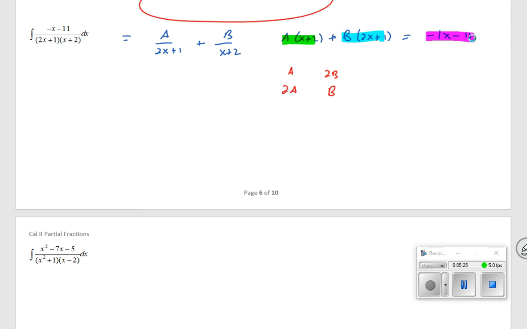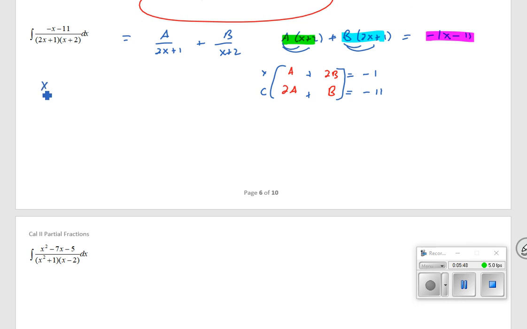And over here, I know that the x's are going to equal negative 1, and my constant is going to equal negative 11. Once again, I have 1a and 2a. Those are the x's. Those are the constants. I have 2b and 1b. Those are the x's. Those are the constants, and it's going to equal that.